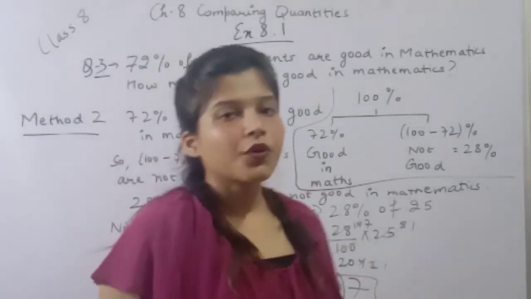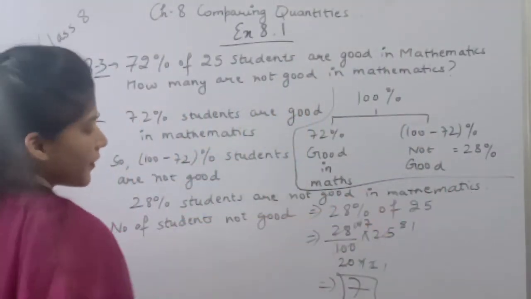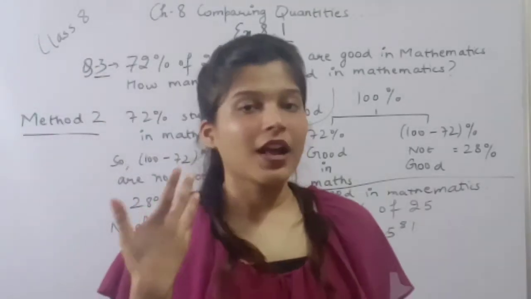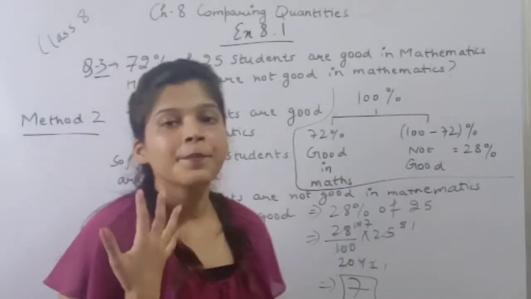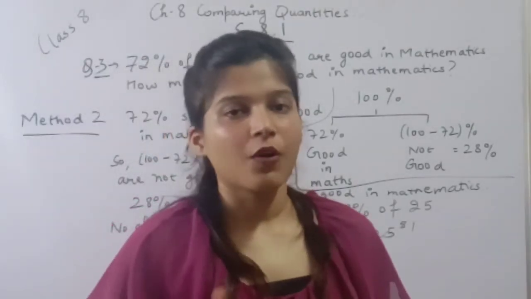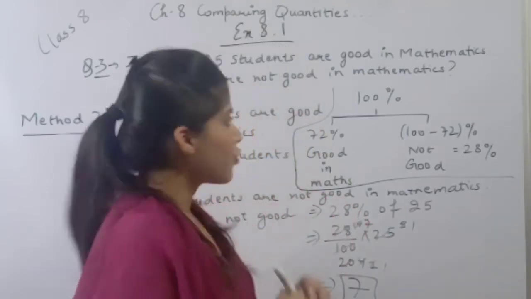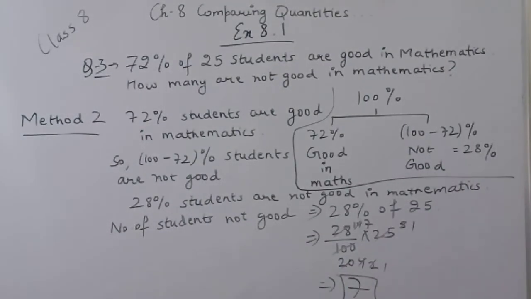28% students are not good in mathematics, so simply we took 28% of 25, that came out to be 7. From the first method also our answer was 7, and from the second method also our answer is 7. It means we can apply both the methods. Now it's up to you, you can choose either of the two methods. Okay, so this was our question number 3 of exercise 8.1.